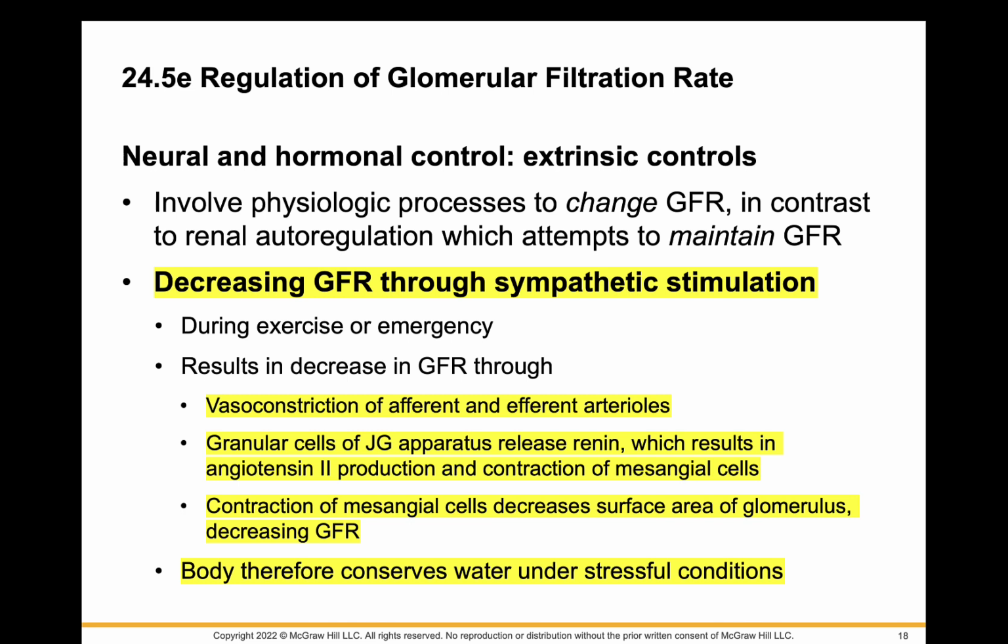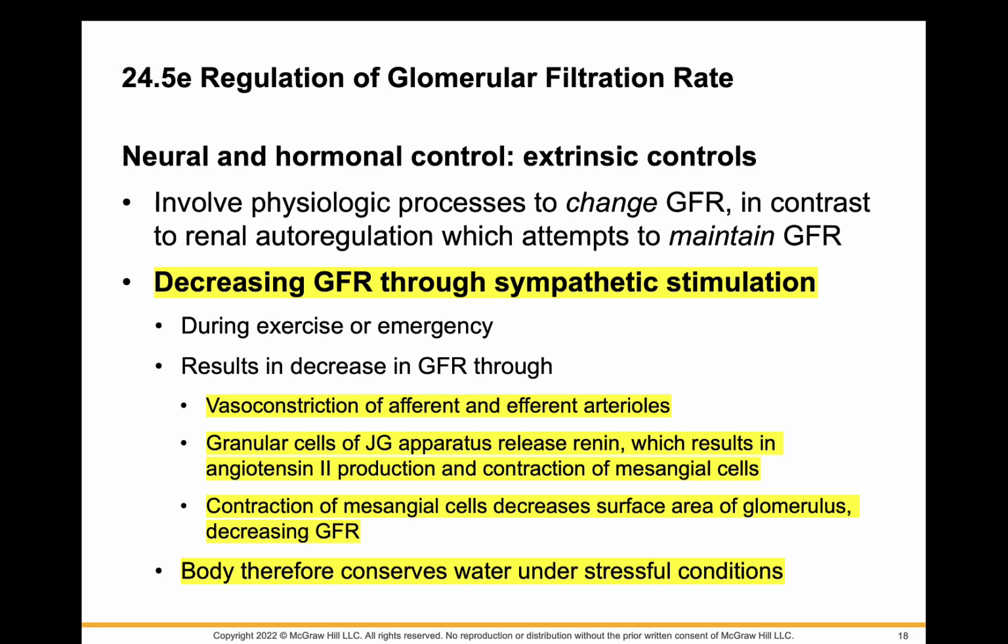Now, what we have talked about previously were the intrinsic mechanisms. What we want to talk about now are going to be the extrinsic mechanisms. The first thing that we're going to address is the impact on glomerular filtration rate through sympathetic activity. What we're looking at here is neural and hormonal controls, once again referred to as extrinsic control mechanisms. These are physiological processes to change glomerular filtration rate, in contrast to renal autoregulation, in an attempt to maintain glomerular filtration rate.